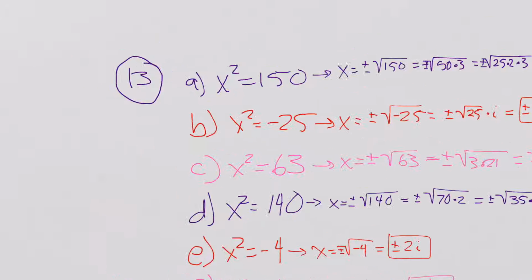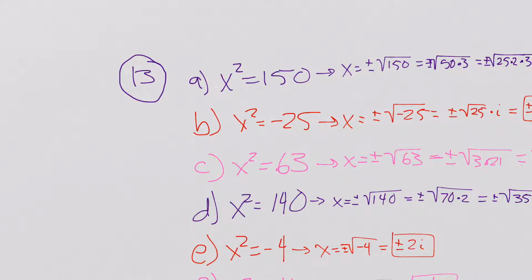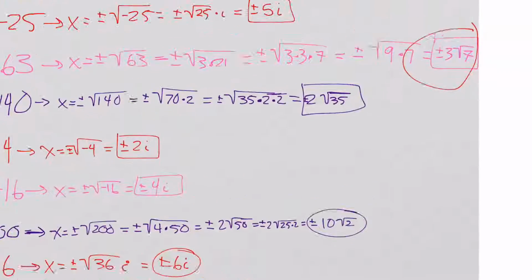Simplifying radicals, need to know how to do that without a calculator. Simplifying square roots of negative numbers, need to know that you're really just pulling out the i and then taking the square root of the positive number. So there you go.